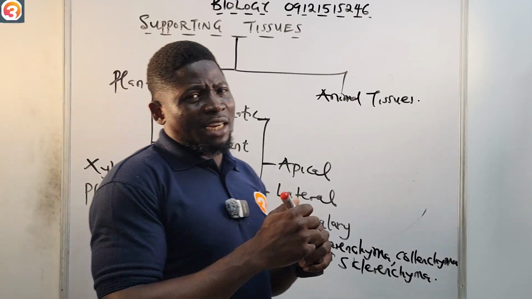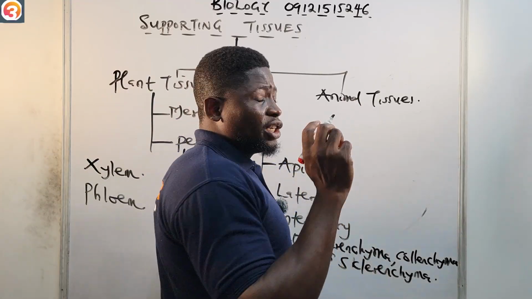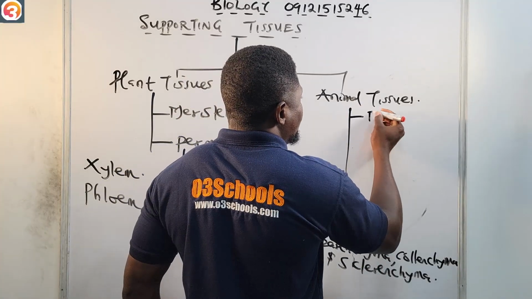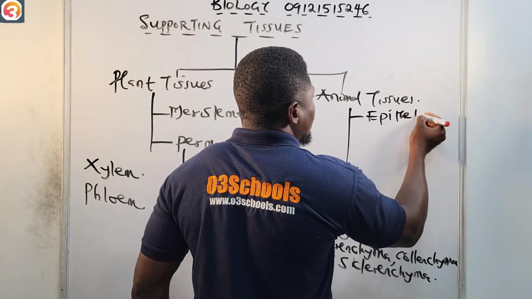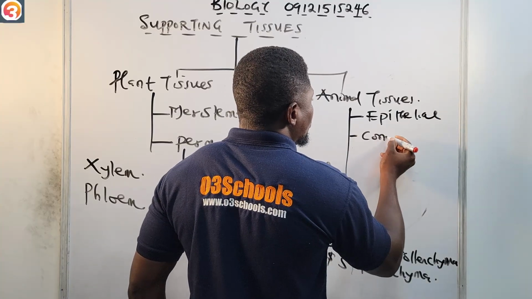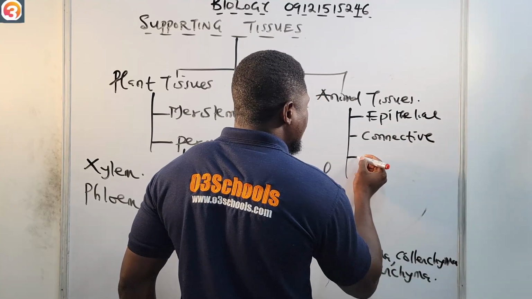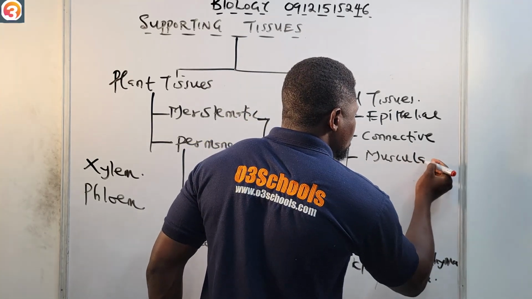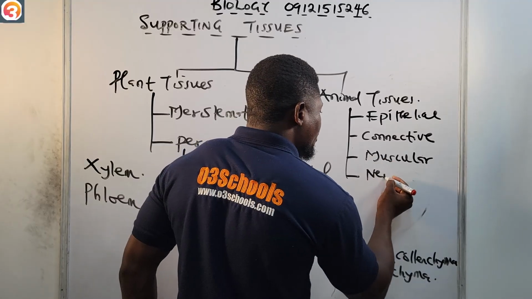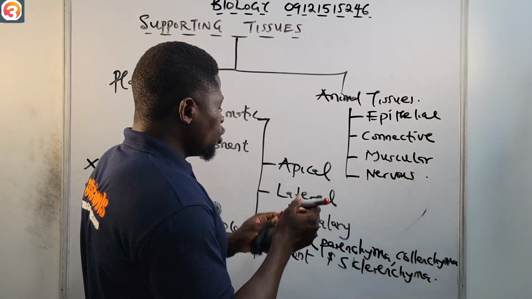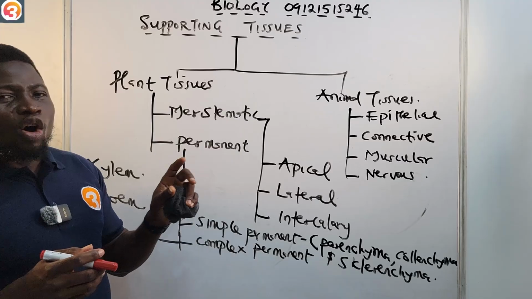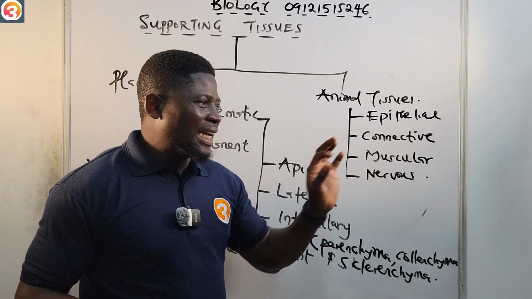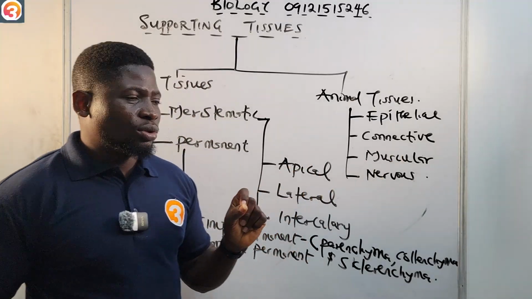So let's quickly go to animal tissues. Animal tissues are divided into four. Please take note of that. Number one, we have the epithelial tissues. Number two, we have the connective tissues. Number three, we have the muscular tissues. Then number four, we have the nervous tissues. So these are the classification of the animal tissues. We have four types: the epithelial, the connective, the muscular, and the nervous tissues.